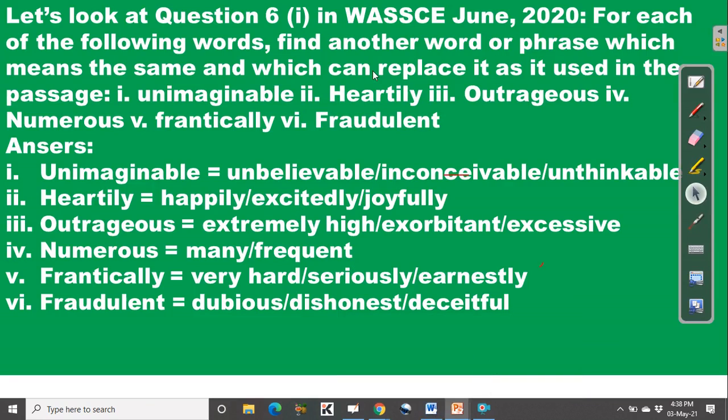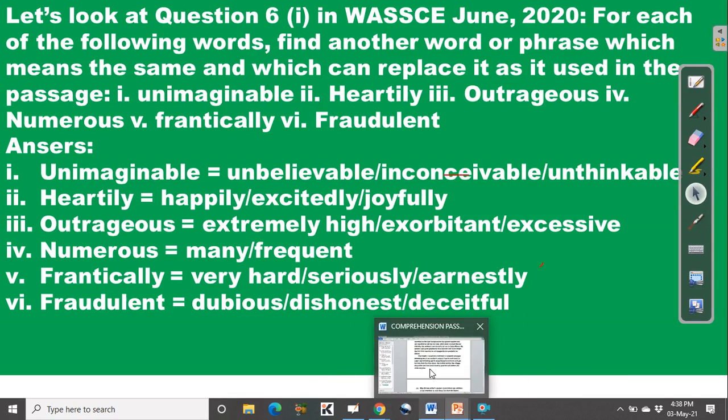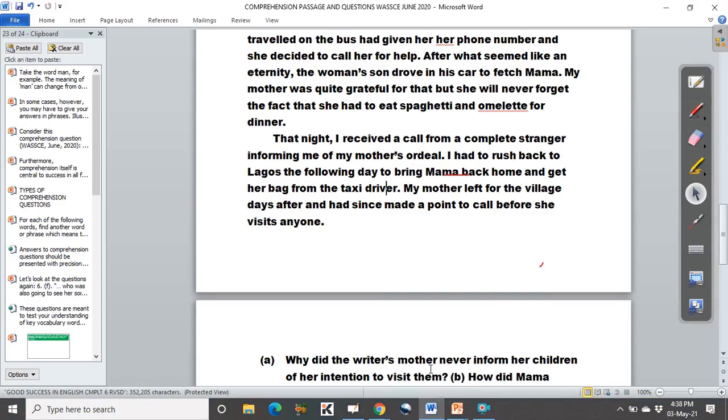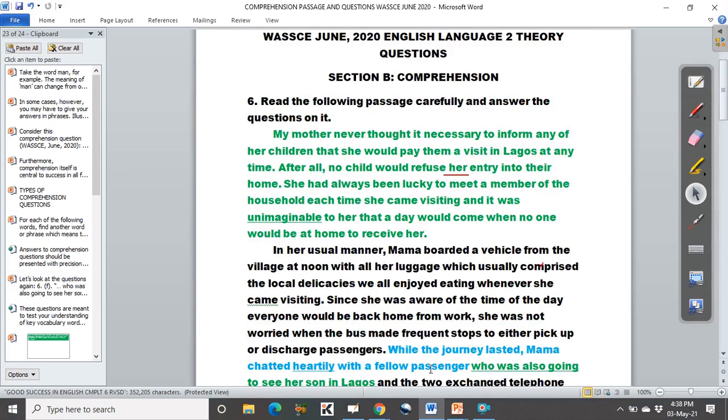All right, so we have been able to look at the various words. Unimaginable can be unbelievable. Well, we didn't really look at unimaginable. Let's look at where it was used. We can see it here. She had always been lucky to meet a member of the household each time she came visiting, and it was unimaginable to her that a day would come when no one would be at home to receive her. Unimaginable means unthinkable. It never really occurred to her.